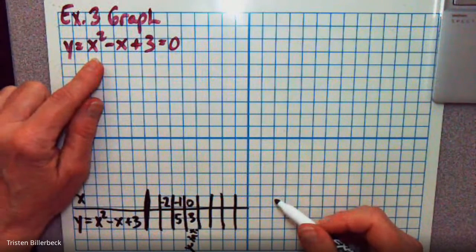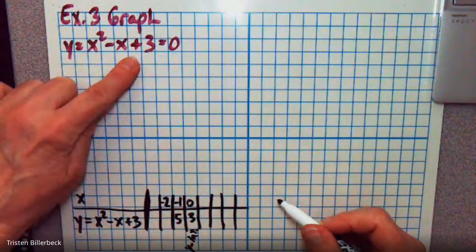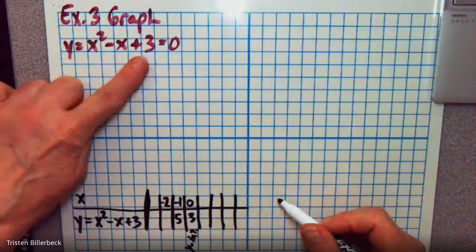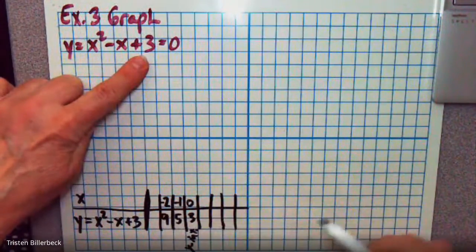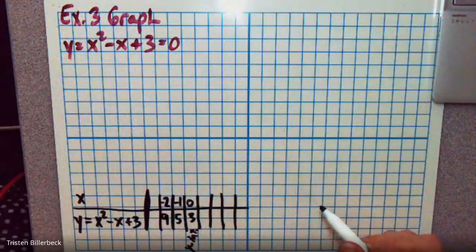So -2, negative 2 times negative 2 is 4, minus a negative 2 is 6. 6 plus 3 is 9. Yeah, so we'll stop there because we're going to go off page.